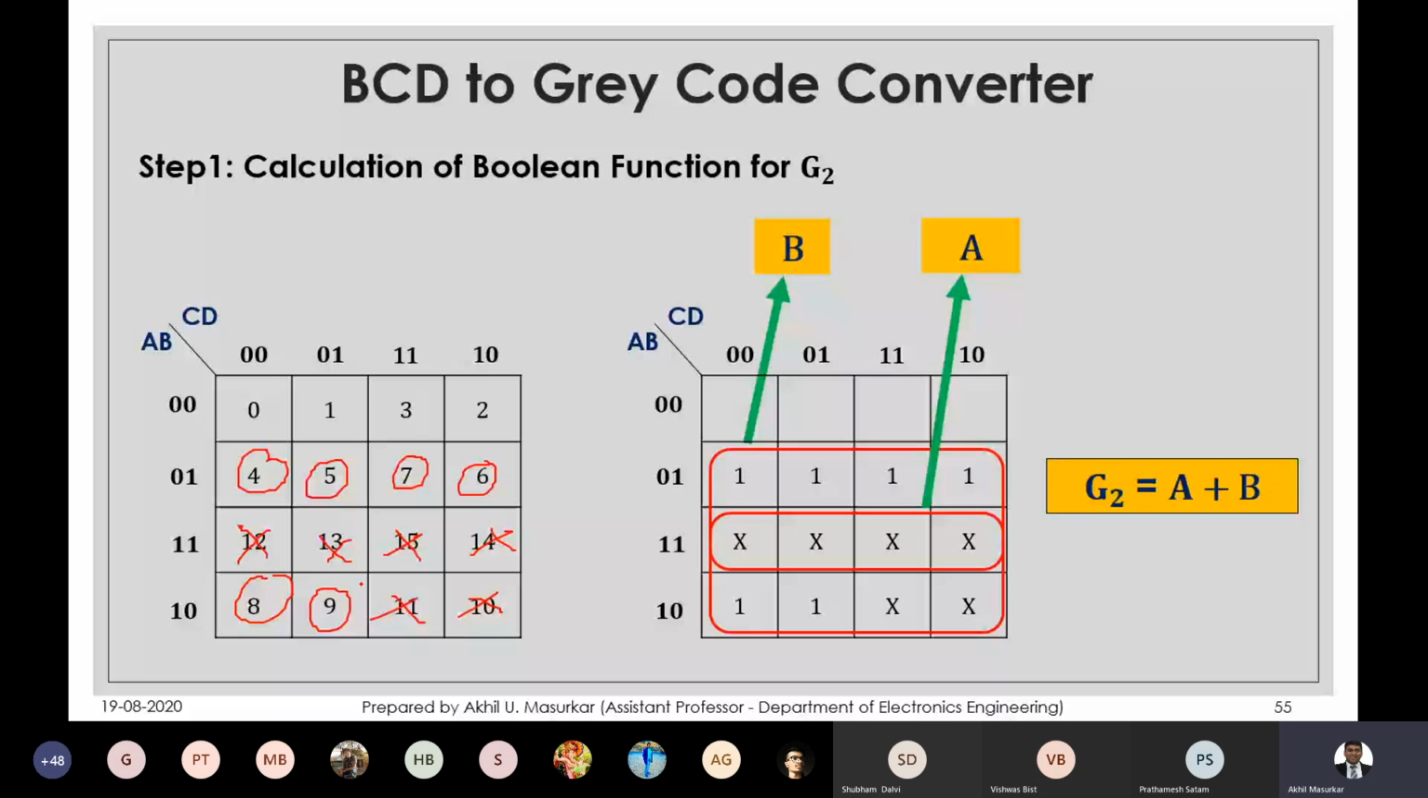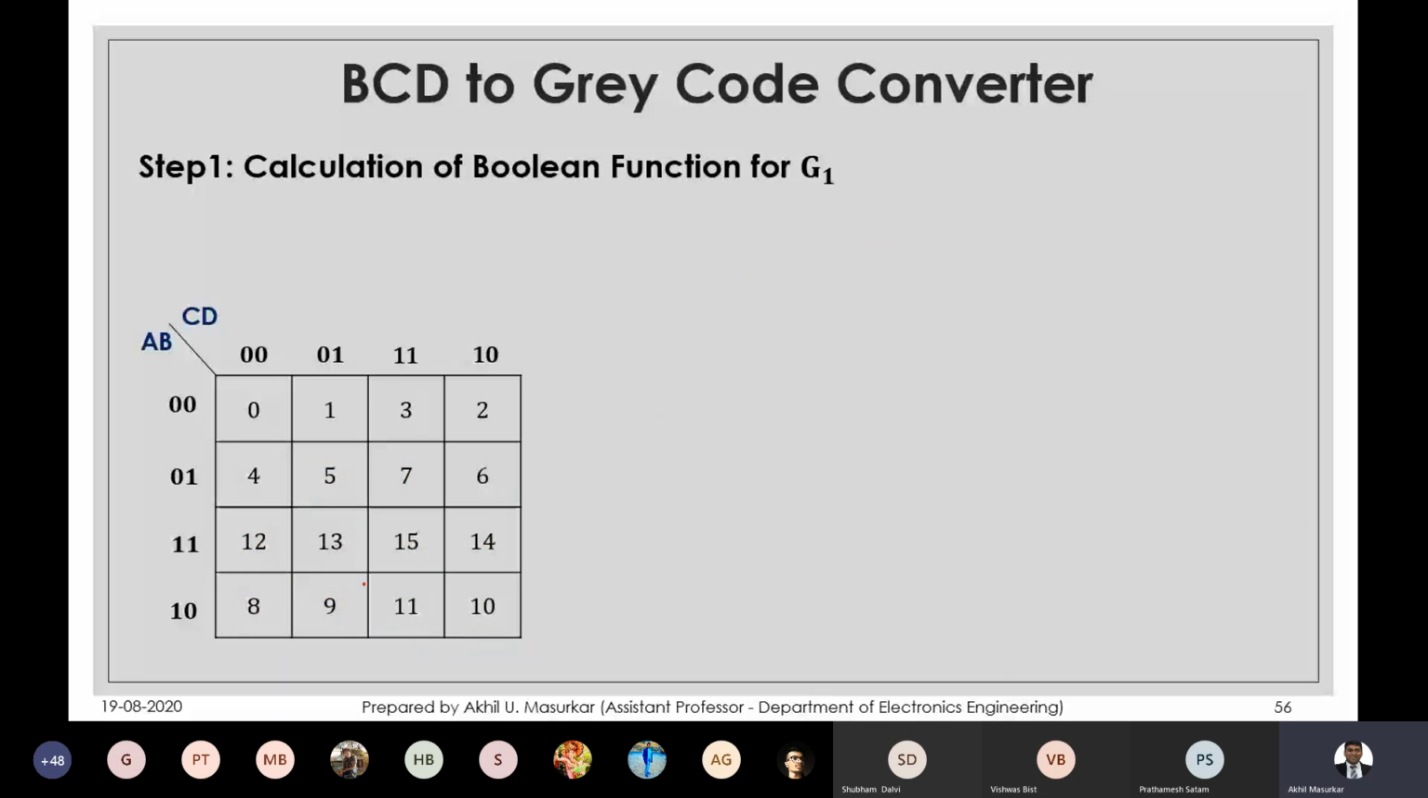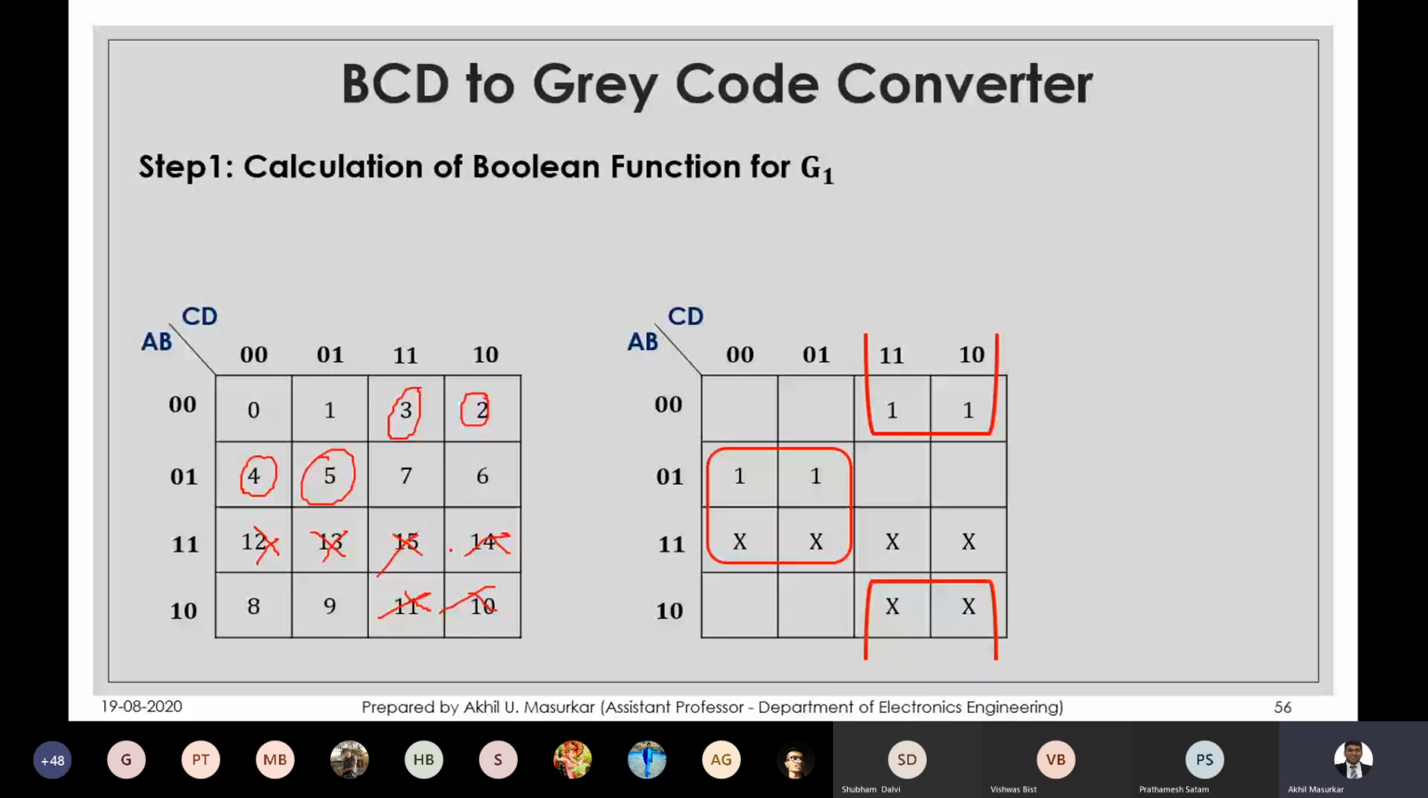Okay, so let's go to G1. So G1 means again you mark 10, 11, 12, 13, 14, 15 as don't care. And here we have 2, 3, then 4, 5. I think that's it. So these are the positions which are ones, circled are ones, and crossed are don't cares. So let's check. We have two quads, B, C bar and A, B bar, C.